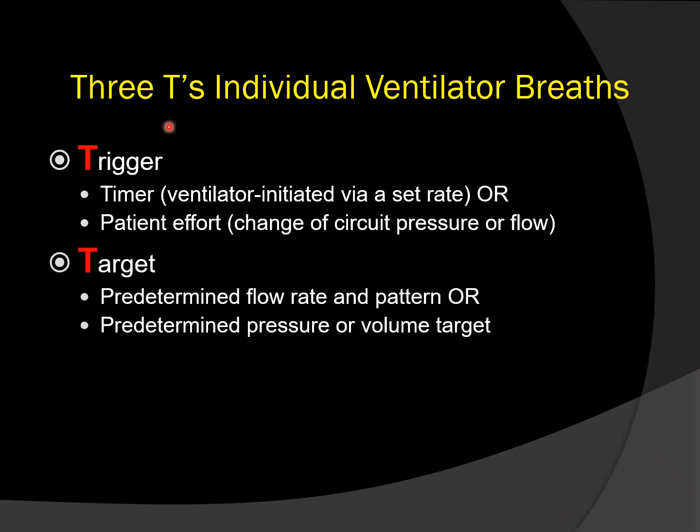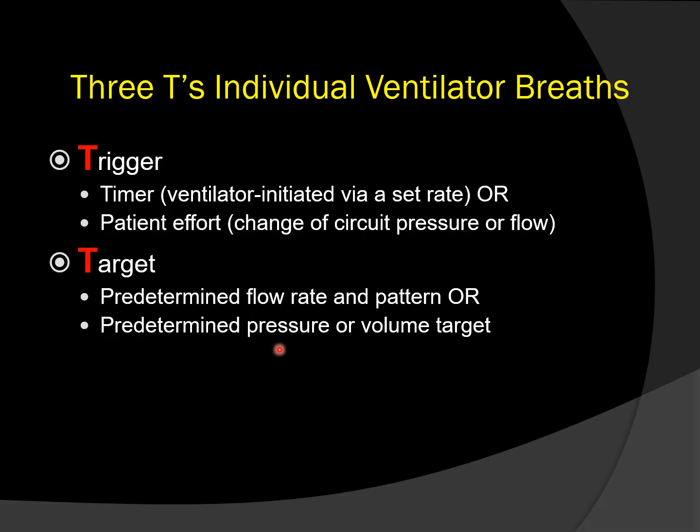The second T of individual ventilator breaths is what we call target. We're either going to put in a predetermined flow pattern or a pressure target or a volume target. So I showed you how the pressure in those 3 pressure modes would be, let's say 10 above normal is the target. I also mentioned in a volume mode like assist control, the target might be 500 cc's.